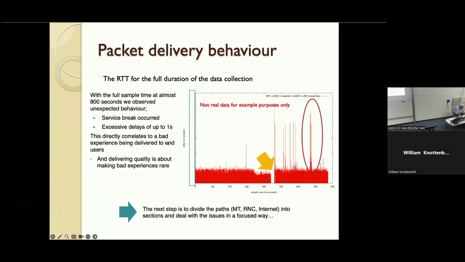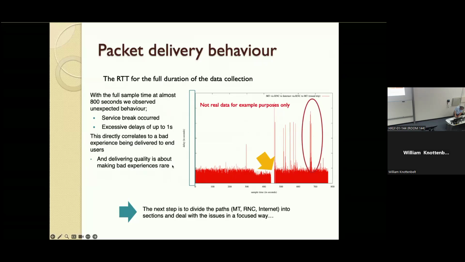Okay, let's now look at the full duration. So now we have 800 seconds. Now notice what happens here. Around 450, we have a service break. We have excessive delays happening here in this ellipse. So this is directly correlated to bad experience for the end user. Okay, so we have to study this.